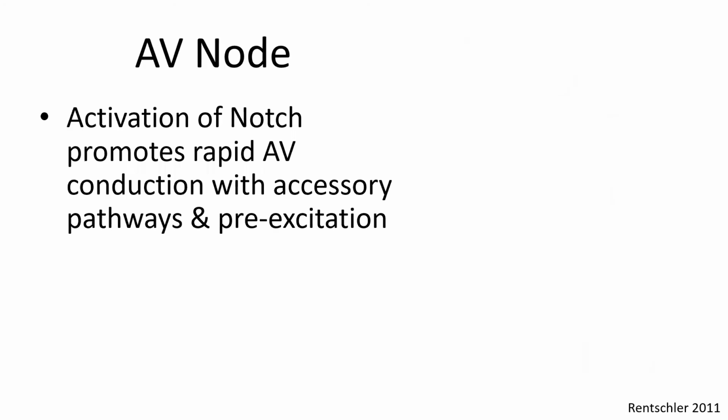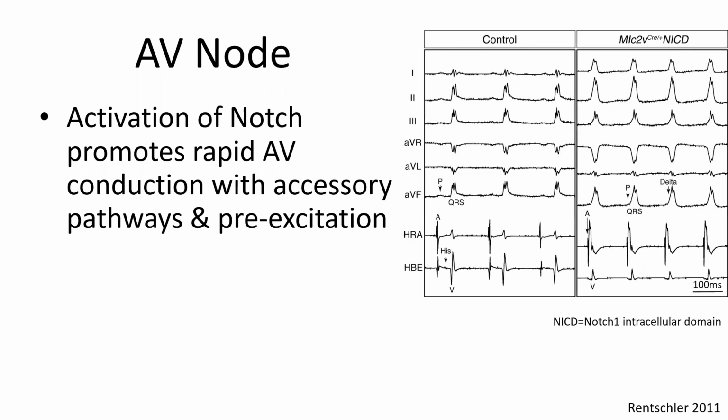And so flipping this around and overactivating notch, we see that you get rapid AV conduction with accessory pathway and pre-excitation. And that's shown, again, in the right diagram here, showing that the AV time has shortened significantly. And the surface EKG shows this slurring classic of a delta wave.